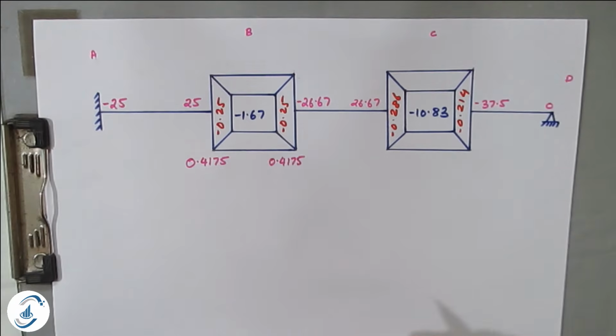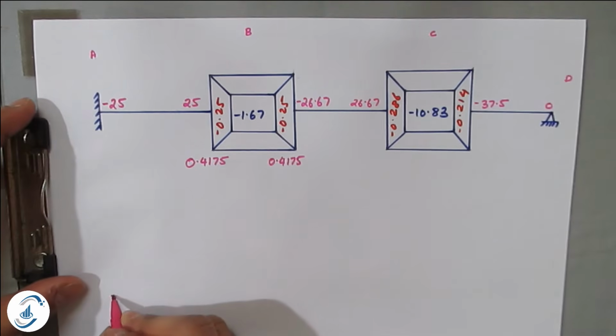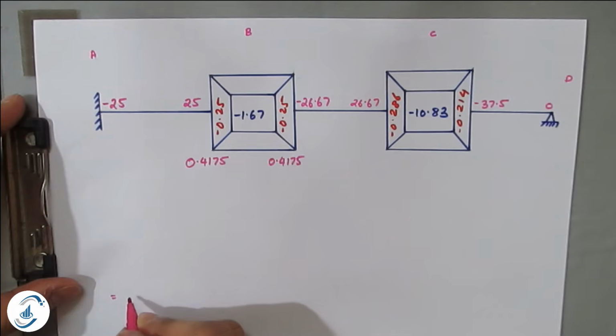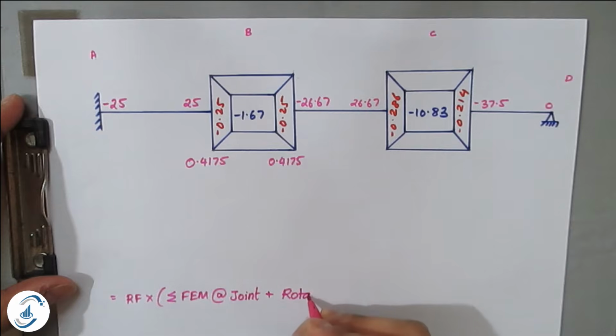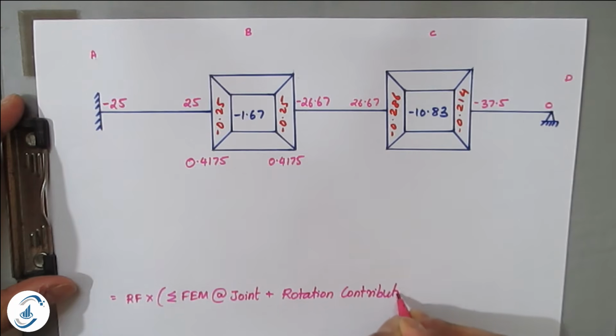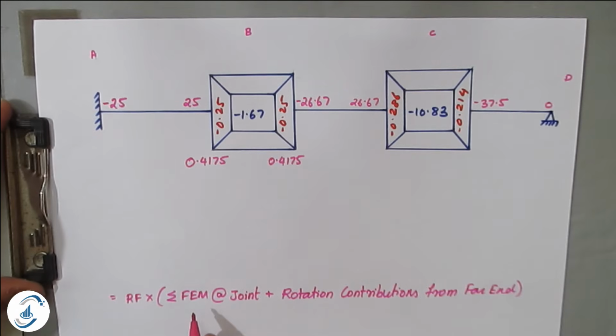Okay, so for those who are seeing this video for the first time, I'll write down the formula here. The contribution you can calculate by taking rotation factor into summation of fixed end moment at joint plus rotation contributions from far end. Okay, so this will be your formula to calculate the contributions.